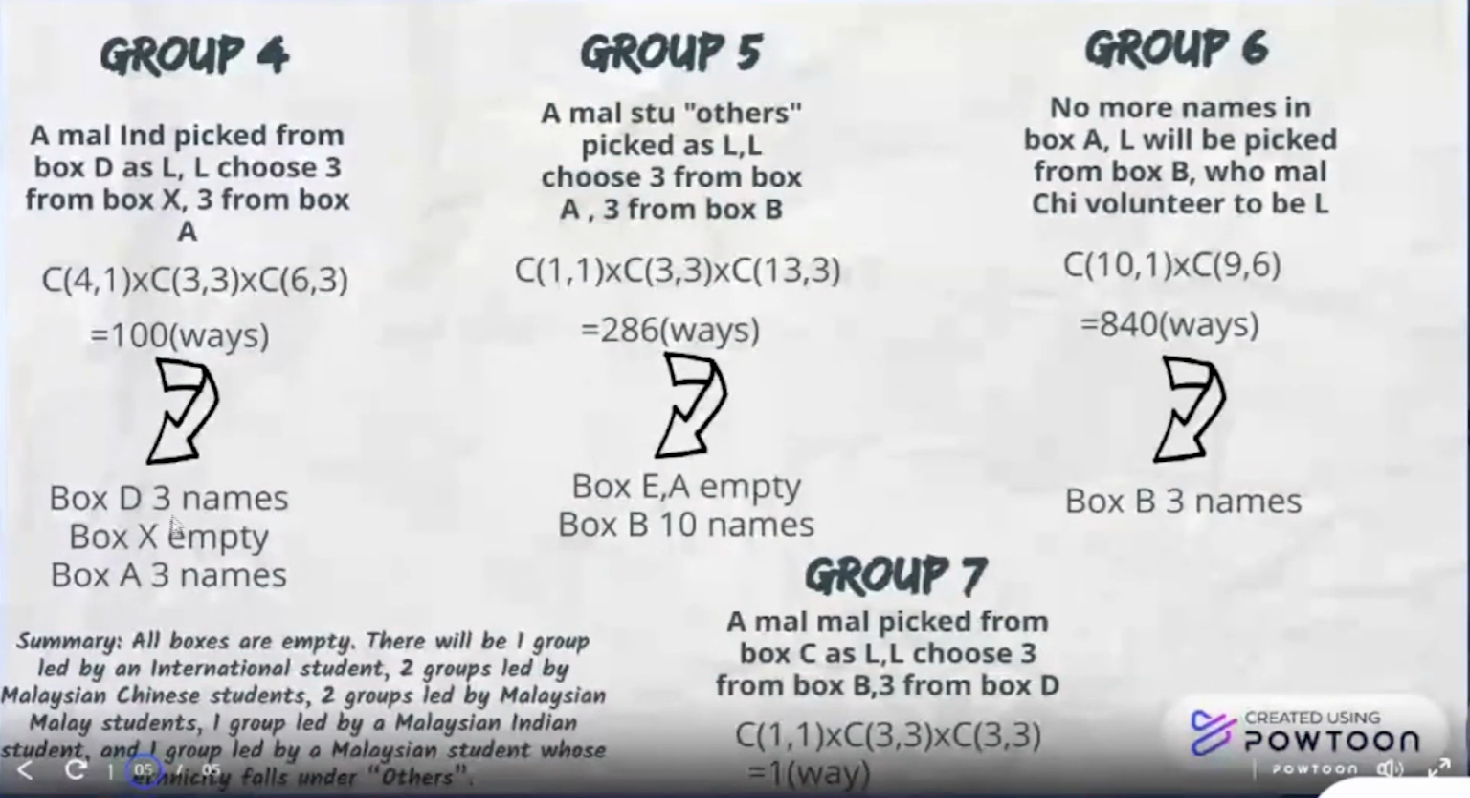Box D is left with 3 names, and X is empty. A is left with 3 names, and E. For group 5 here, E and A are empty, and B is left with 10 names. And for group 6 here, box B is left with 3 names.